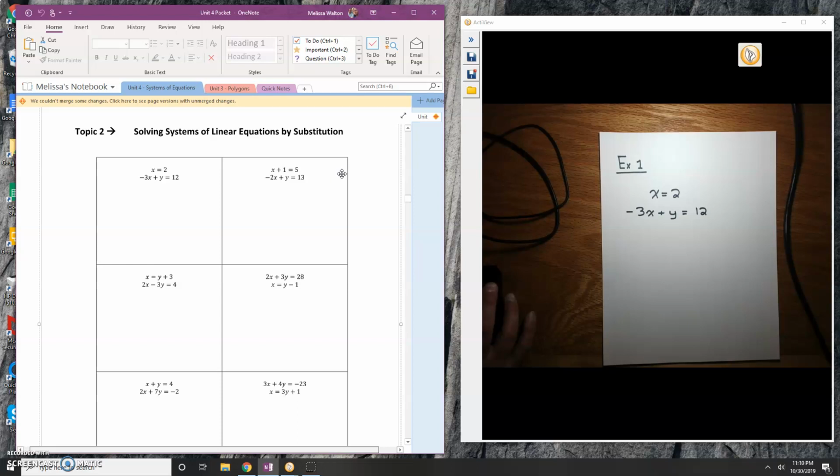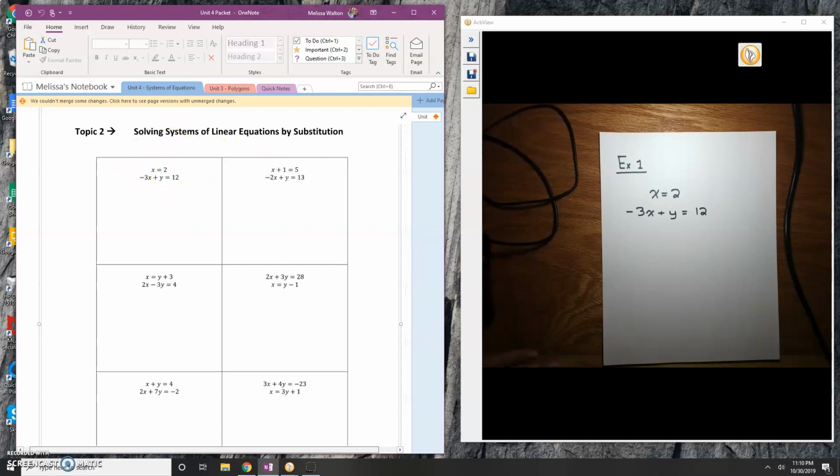However, we are going to start to learn some techniques that will allow us to solve these analytically using algebra. And the first one that we're going to talk about is substitution. So for example 1, here's the information that we have.